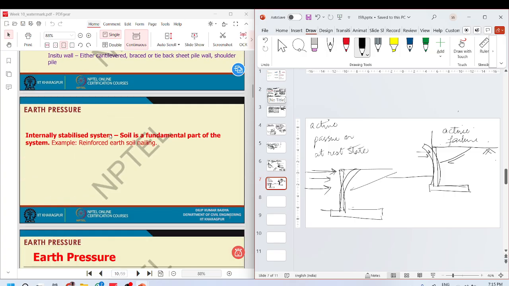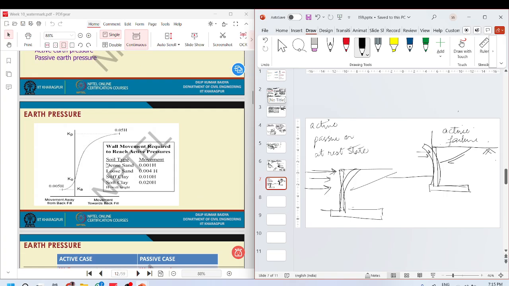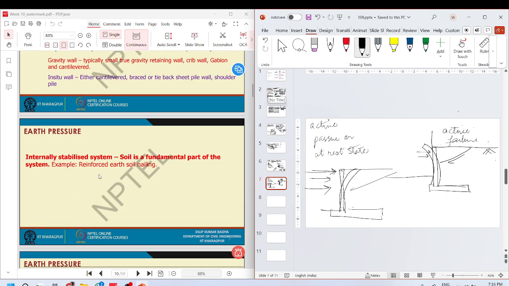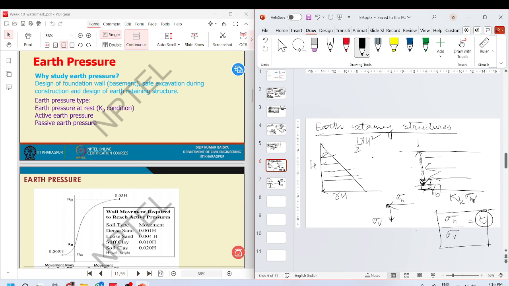Types of retaining structures, gravity wall, and earth pressure. So active earth pressure, passive earth pressure, and earth pressure condition at rest. If you see here, first I told you what is earth pressure. Earth pressure is just the ratio of your vertical and horizontal stresses. Now, based on the condition you are in, you can have an active earth pressure or passive earth pressure.